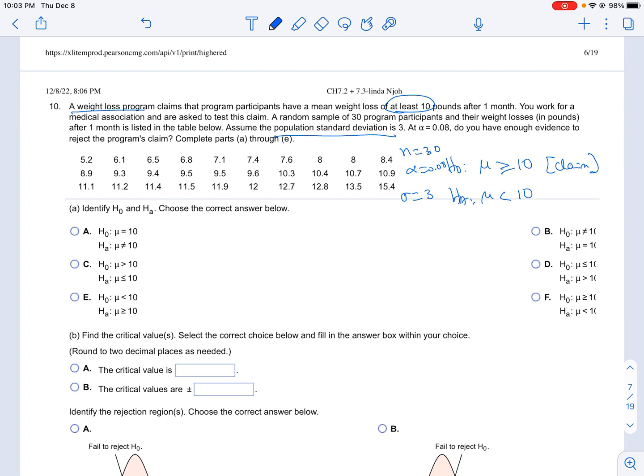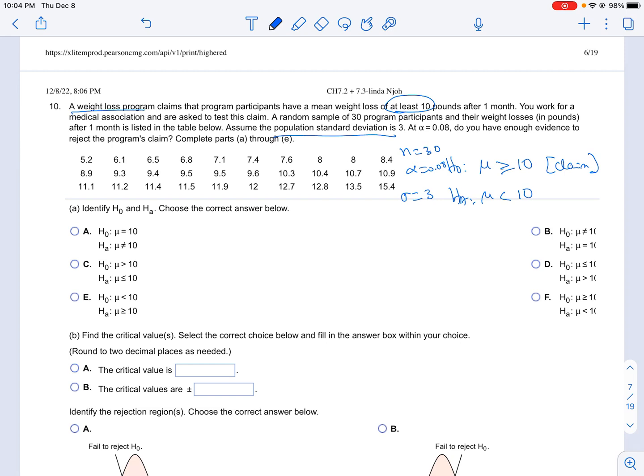Let's see, 7.4, 9.6, then 12, 12.7, 10.4, 10.7, then 10.9, 15.4.